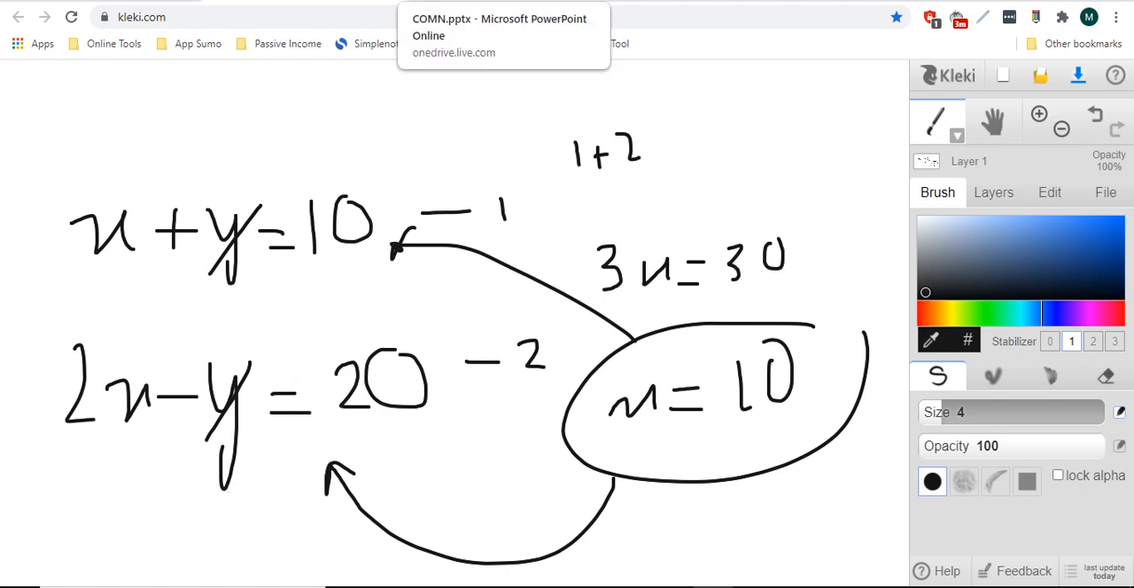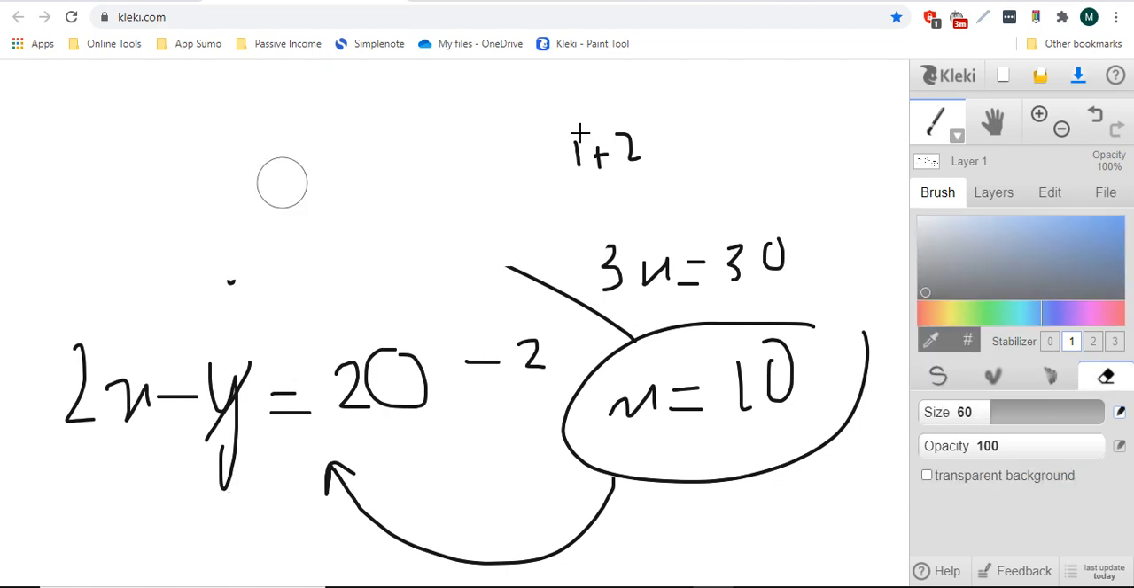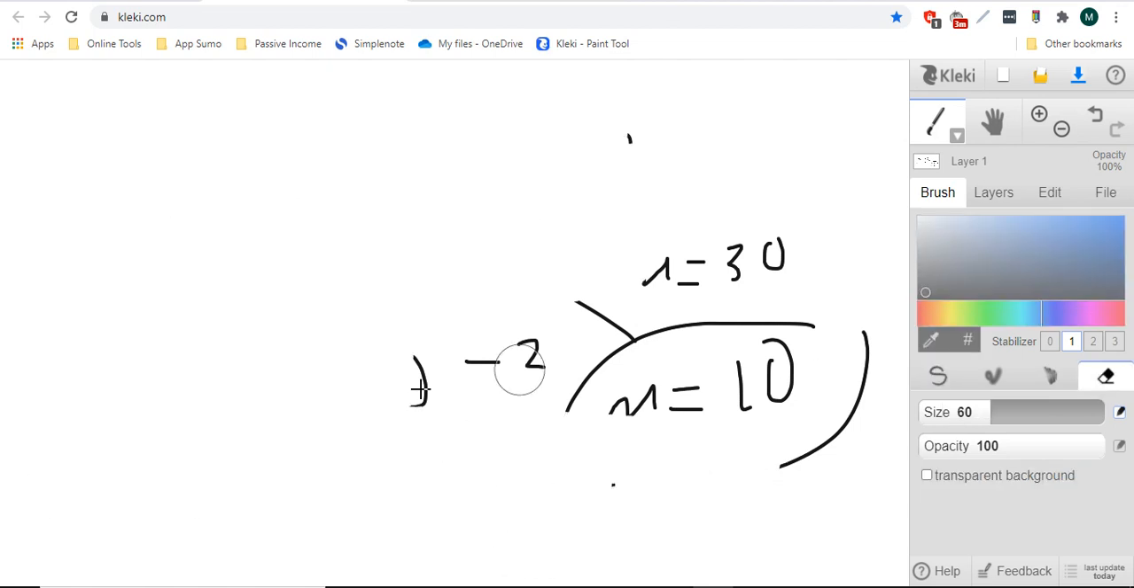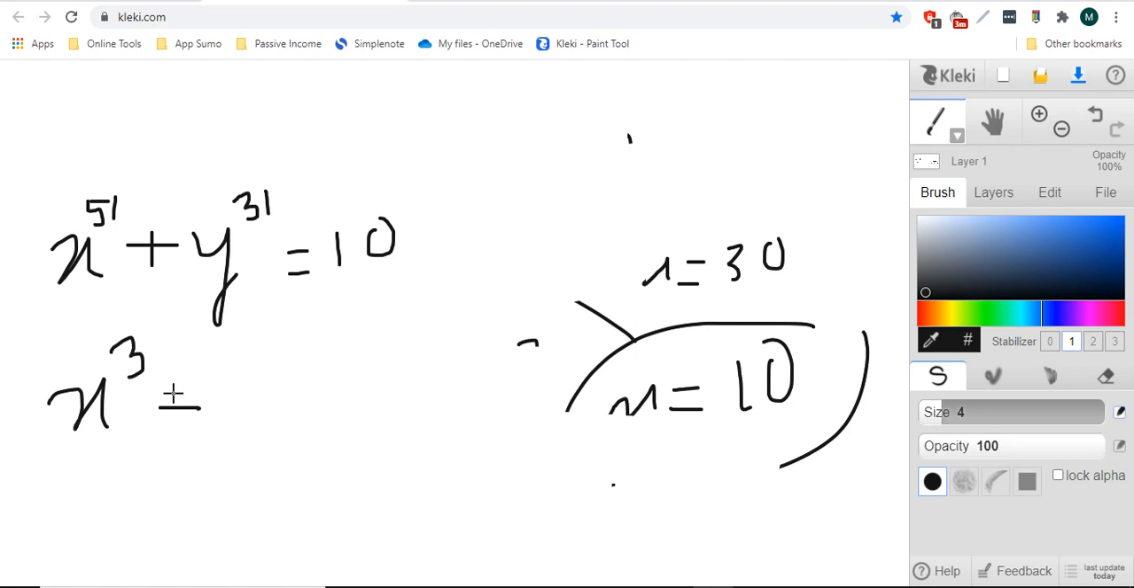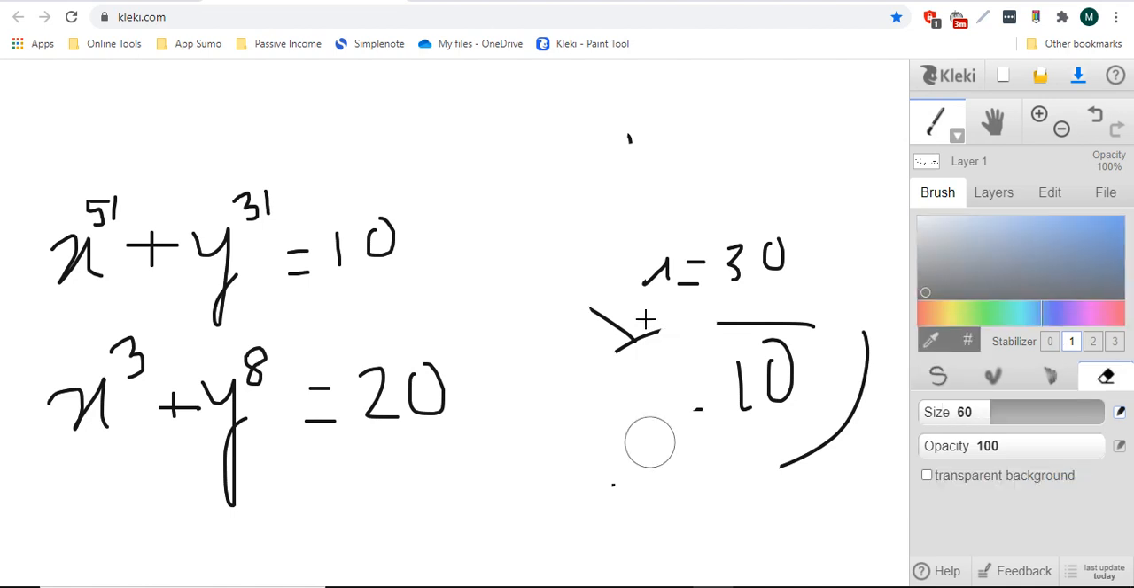Now let me give you another example. What is x to the power 51 plus y to the power 31 is equal to 10, and x to the power 3 plus y to the power 8 is equal to 20? These are some made up equations, and just for reference purpose I'm giving them. I ask you to solve this. How will you do so?